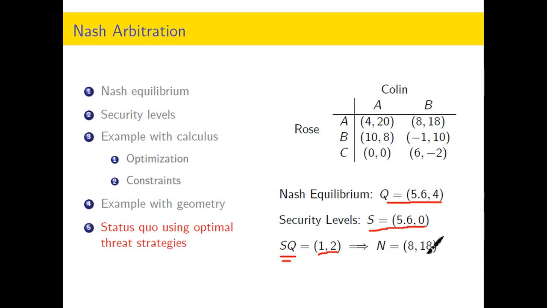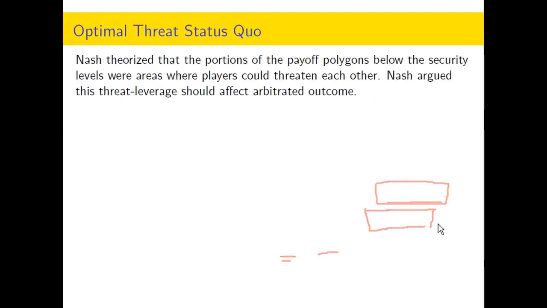What can we do? Well, John Nash decided that we're not taking everything into account, right? If you recall from the geometry of the game, the Nash equilibrium strongly favored Rose, security levels even more so, but that means that Colin has some threats he can play. So the arbitrated solution should include both the initial advantage that Rose has plus the possible advantage that Colin can get when he starts using his possible threats as leverage.